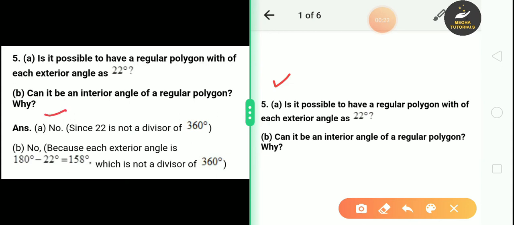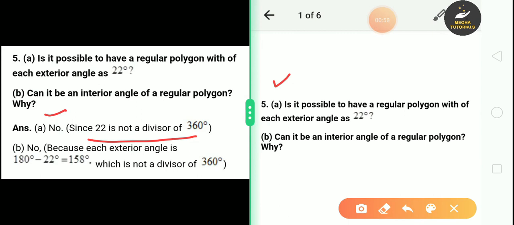Okay, so again the question is, is it possible to have a regular polygon with each exterior angle as 22 degree? So the answer is no. Because the reason is we know that the sum of all exterior angles is 360 degree, and 22 is not a divisor of 360 degree. This means that when you divide 360 by 22, you do not get remainder zero. Okay, and now the second question, can it be an interior angle of a regular polygon?